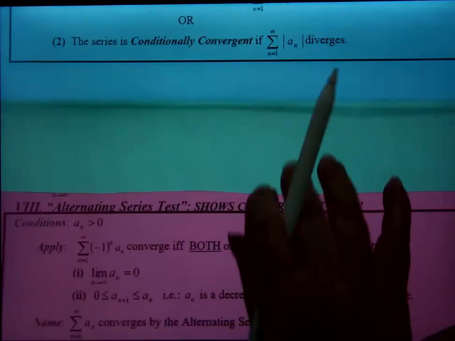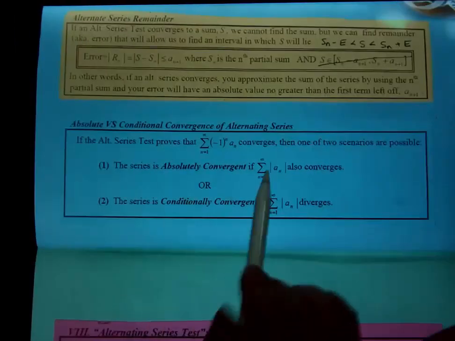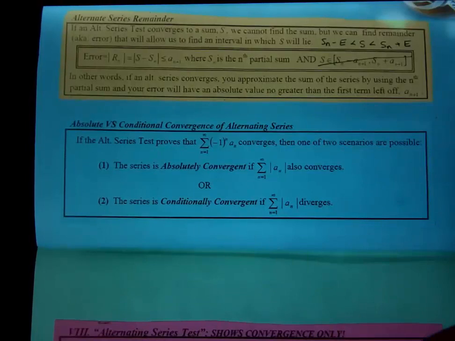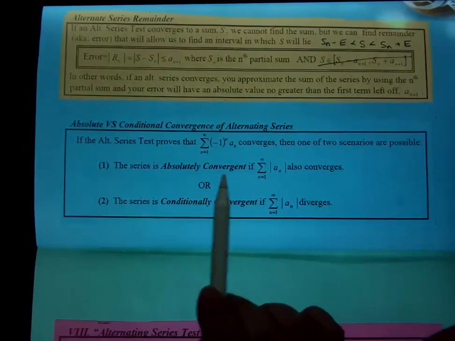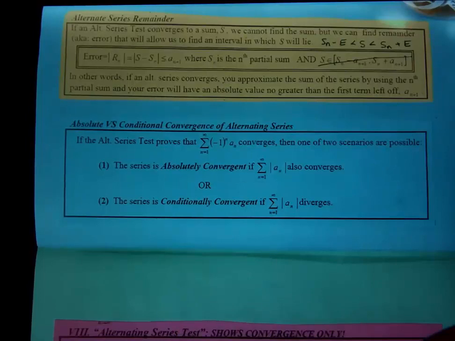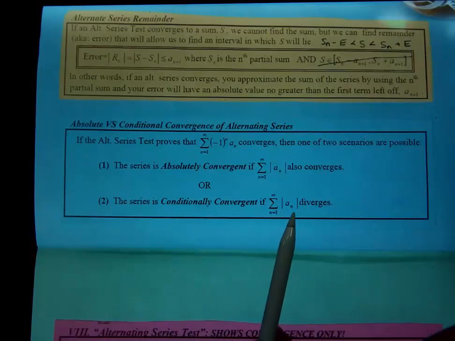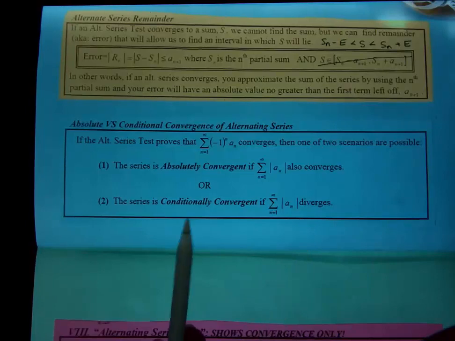Now, there were 2 other things you pasted in: absolute versus conditional convergence. We talked about that just a little bit. We looked at both the alternating series and the non-alternating series. If they both converge, that's absolutely convergent. If the alternating converges, but the absolute diverges, that's conditionally convergent. That's what we talked about as well.